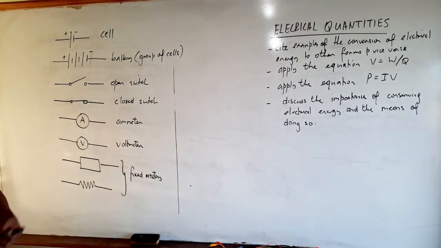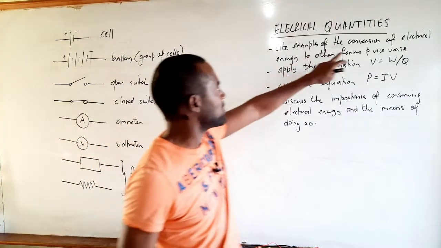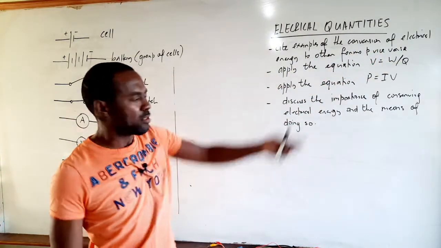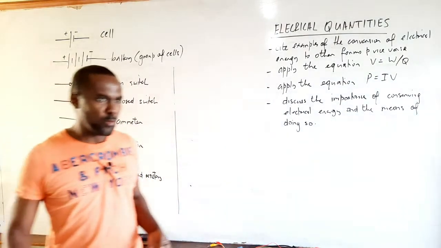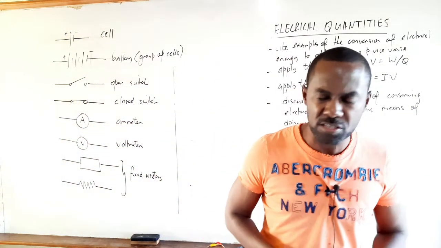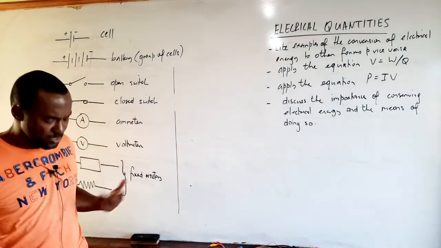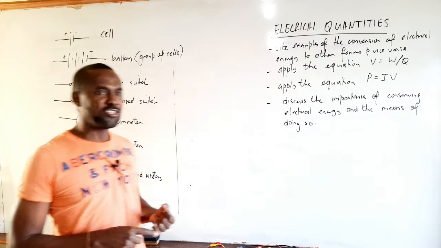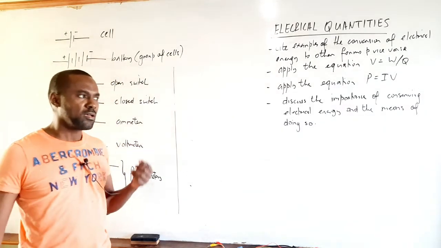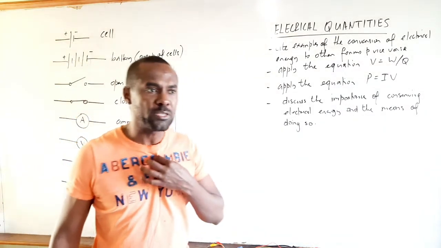Now, according to the syllabus, we're supposed to be able to cite examples of the conversion of electrical energy to other forms and vice versa. When you looked at mechanics, you would have examined the principle of conservation of energy. According to this principle, energy can neither be created nor destroyed, but can only be converted from one form into another.